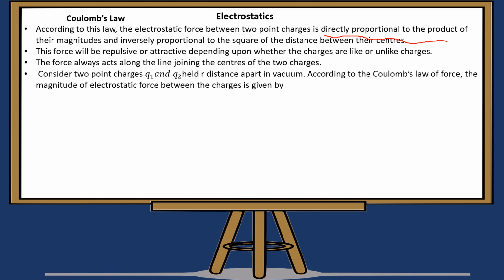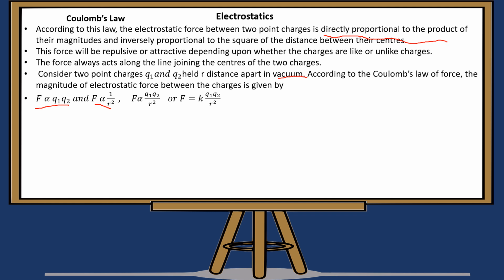Now let us find out a mathematical derivation for this. Consider two point charges Q1 and Q2 held r distance apart in vacuum. According to Coulomb's law, the magnitude of the electrostatic force between the charges is given by F is directly proportional to Q1 Q2. That is, the force is directly proportional to the product of their charges. F is inversely proportional to the square of the distance between them. Mathematically, we can write F is proportional to 1 by r square.